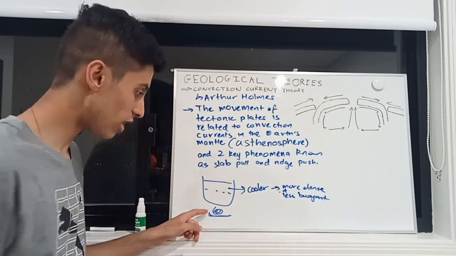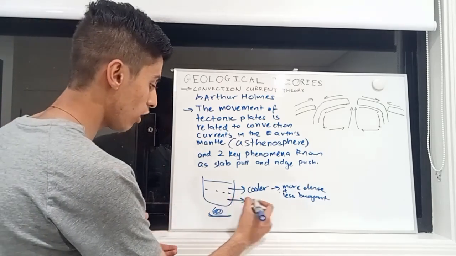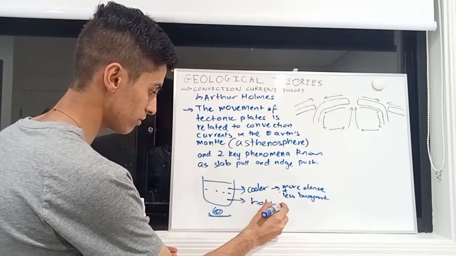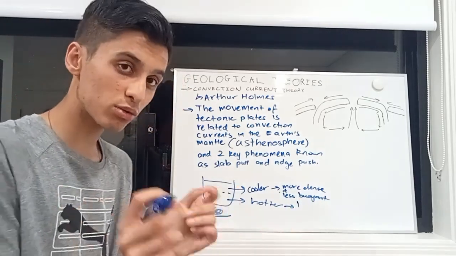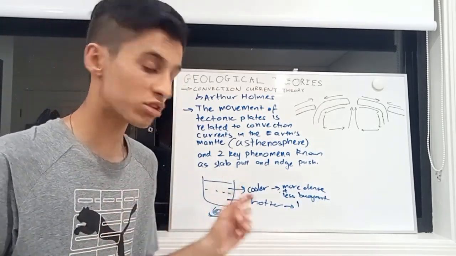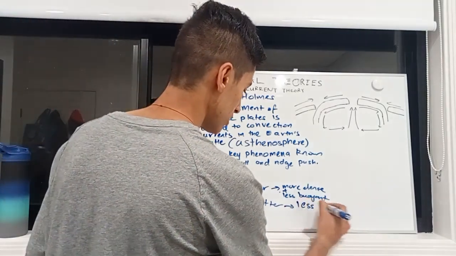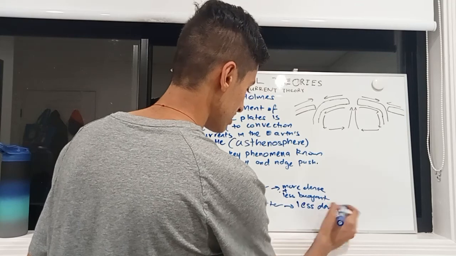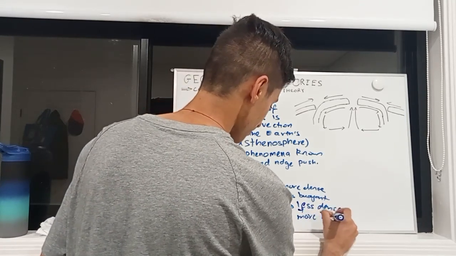Now, since the bottom part, so let me just draw a dotted line, is getting heated up and it's closer to the heat source, it's going to be hotter. So since it's hotter, the particles are going to vibrate, and they're going to take up more space, which means it's going to be less dense. And since it's less dense, it's also going to be more buoyant.